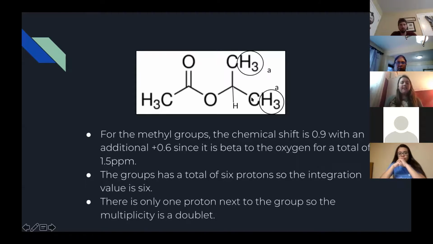And then the last thing is multiplicity. These are both together. So for this carbon, I'm not going to count these 3 hydrogens because I'm grouping both of these together. The only neighboring hydrogen that's not in this group right here is this one. Since there's one neighboring hydrogen that's not in the group, it's going to be a doublet, again because of the n+1 rule. Does that kind of make sense?